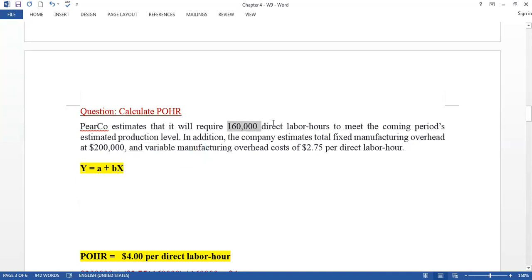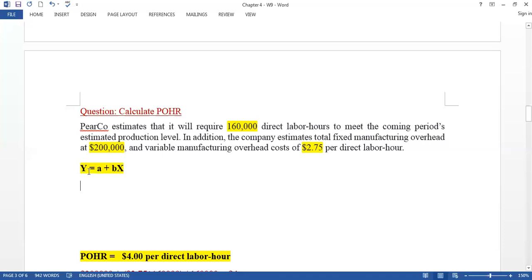Now from this question, try to figure out, we have three numbers. We have 160,000 labor hours. We have $200,000 here, and we have $2.75. Now from these three numbers, try to find out which one is A, which one is B, and which one is X.